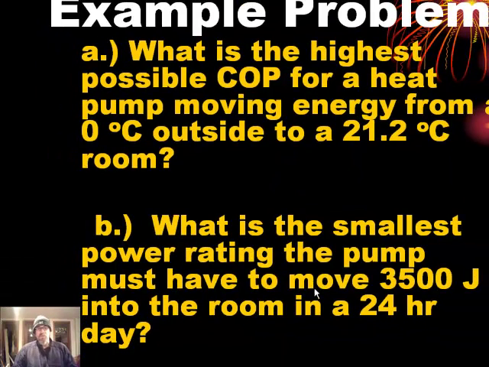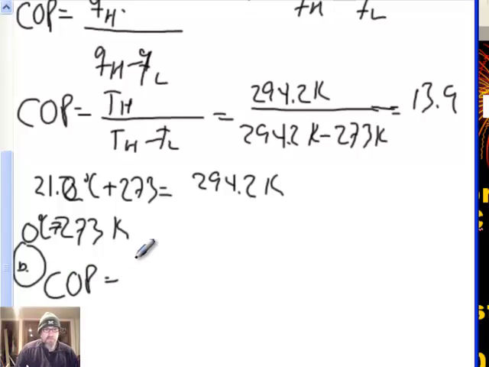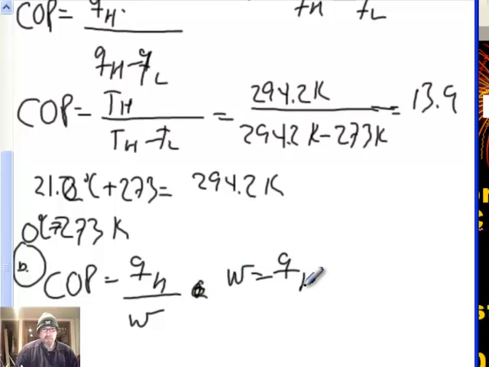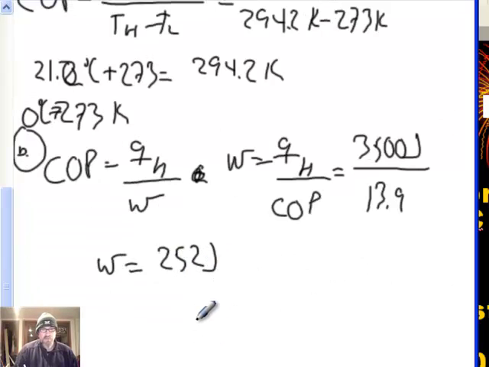Now the next question is, what's the smallest power rating the pump must have? In other words, how little energy can it provide per unit time to move 3,500 joules into the room in a 24-hour day? Okay, going back to our problem, here's part B. We know the coefficient of performance is Q hot over work done. That means that the work needed is going to be Q hot over the coefficient of performance. Well, it's supposed to move 3,500 joules with a coefficient of performance of 13.9, so 252 joules. That's in a 24-hour period.